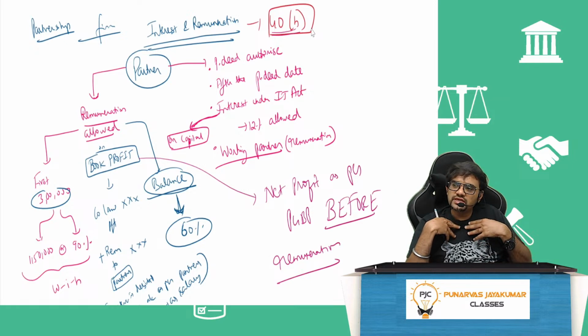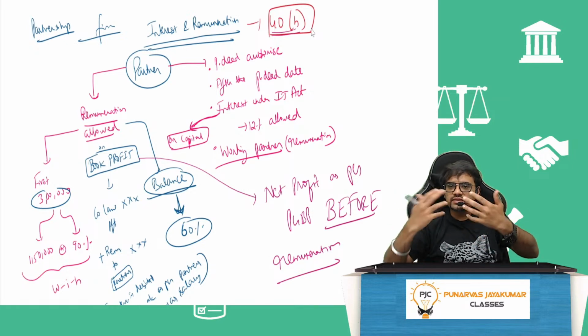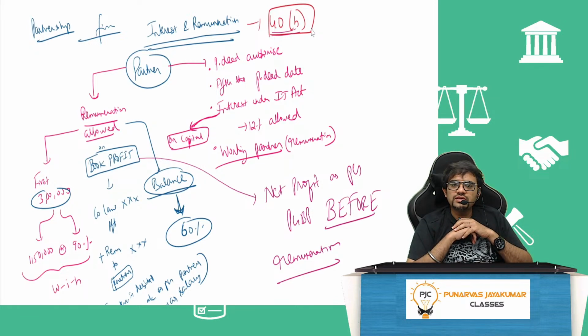In what capacity? As a karta I am taking, as a karta I am receiving. Will 40B limits apply to such transactions? No. 40B will only apply to those who are partners. In what capacity? In the capacity of partnership. Not in the capacity of any representative.